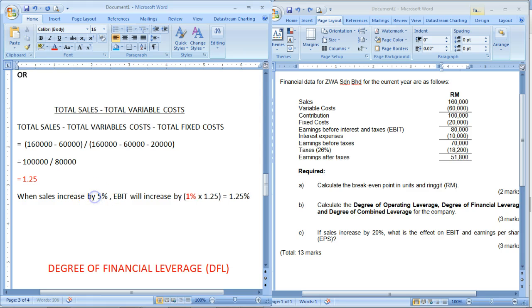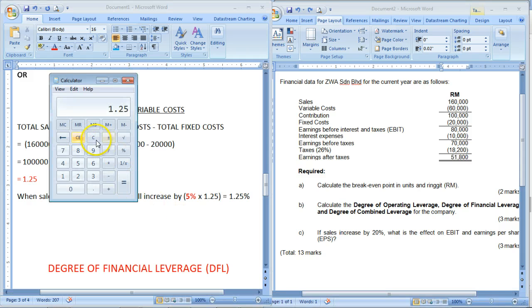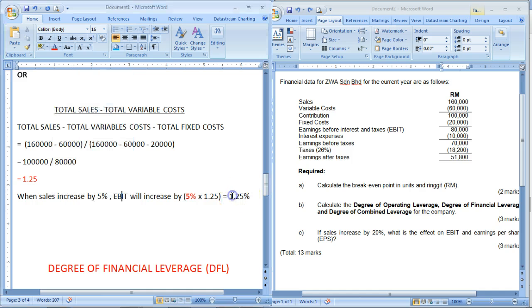How about, okay, if the question asks you when sale increases by 5%. So how, class? Correct. So EBIT will increase by, you use 5 here, but times DOL. How to know why you use DOL? Because you are talking about sales and EBIT. So how to calculate now? Do I need to change to 0.05? No, because you can only take the direct figure. 5 times 1.25, so this is the answer. So EBIT will increase 6.25%.